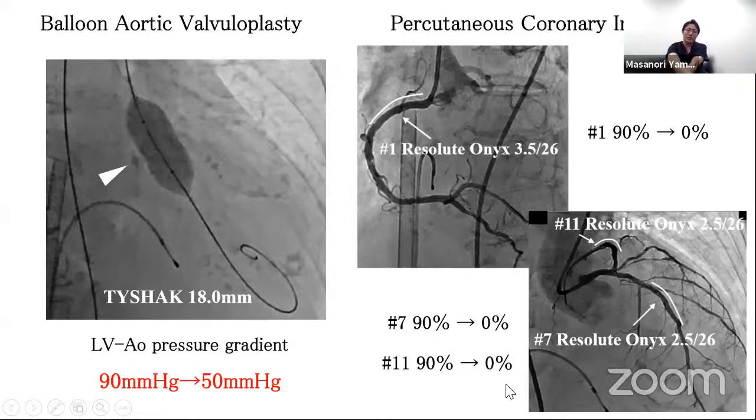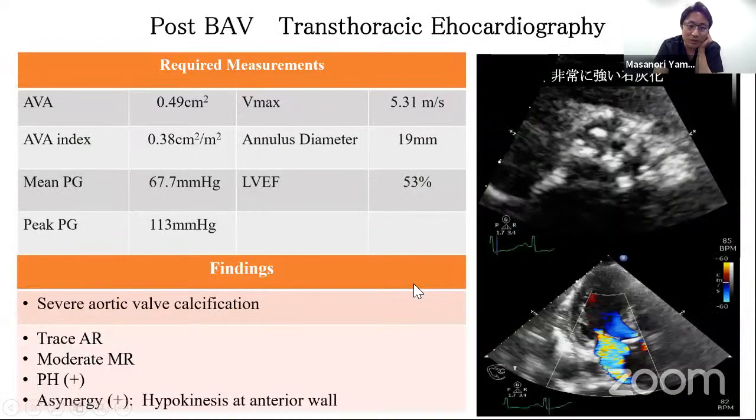So we chose the palliative therapy using balloon aortic valvuloplasty, and the mean pressure gradient significantly decreased, but it's not enough, from 90 to 50. And the revascularization for the coronary artery disease was completely done. However, after the valvuloplasty, the echocardiogram shows still severe aortic stenosis.